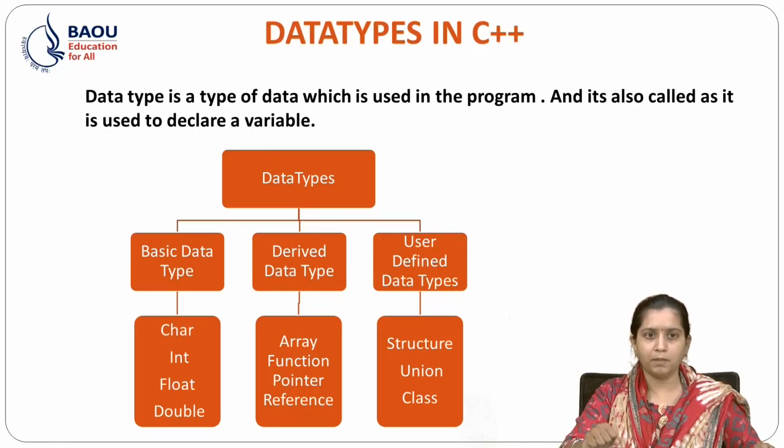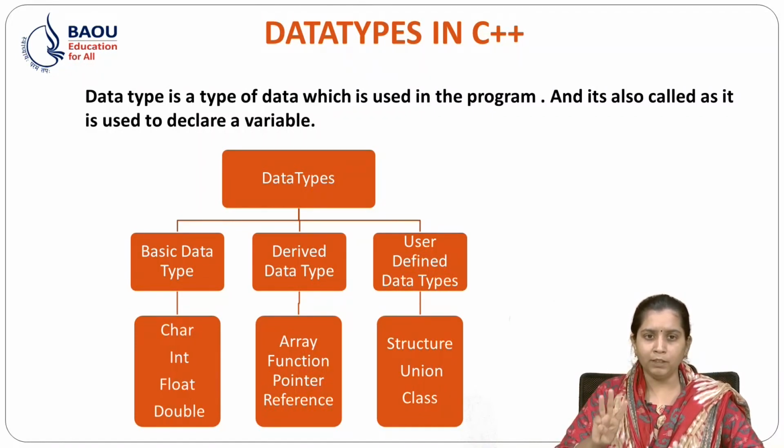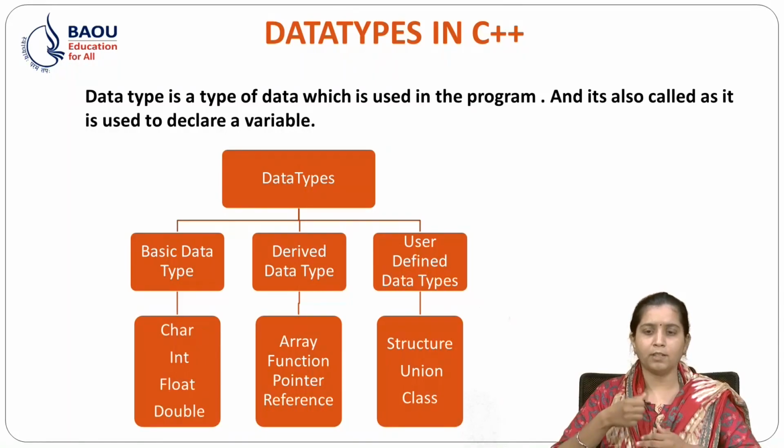Data types in C++. Data type is a type of data which is used in the program, and it is used to declare a variable. There are three types of data types: basic data types, derived data types, and user defined data types. In basic data types, we have character, int, float, double. In derived data types, array, function, pointer, reference are used. In user defined data types, we use structure, union, or class.